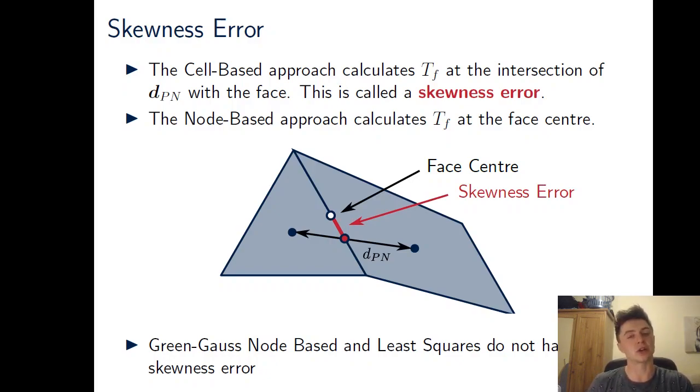So as a summary, remember that the Green-Gauss cell-based approach does have a skewness error if the cells aren't aligned well, or if your mesh has low quality, as you might expect. So the cell-based approach isn't preferred when you're choosing your gradient scheme, and a node-based or a least squares approach will get you a more accurate answer.